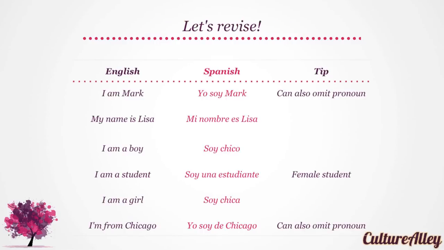Let's quickly revise what we have learned so far. I am Mark translates to yo soy Mark. My name is Lisa becomes mi nombre es Lisa. I am a boy is soy chico. I am a student translates to soy una estudiante for a female student. I am a girl is soy chica. Lastly, I'm from Chicago translates to yo soy de Chicago. We can omit yo as it is obvious. Great!